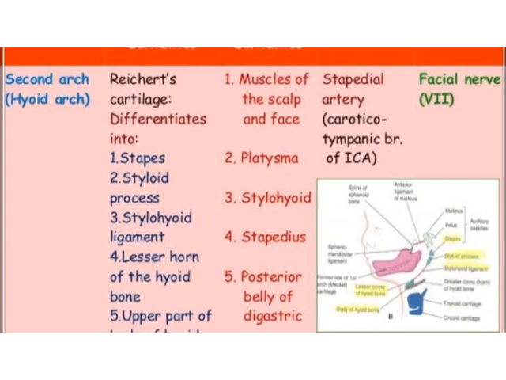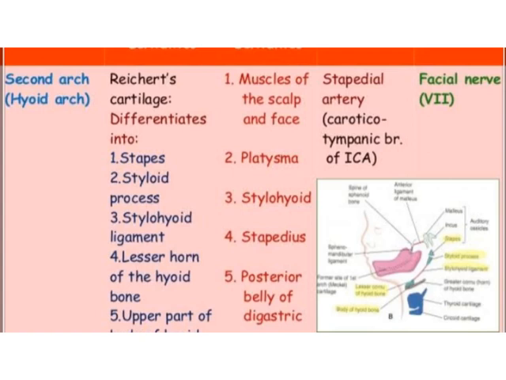Reichert's cartilage is the only one present in this arch. The stylohyoid ligament and the connective tissue of the tonsil make up the connective tissue structures for this arch. The entire arch is innervated by the facial nerve, CN 7.